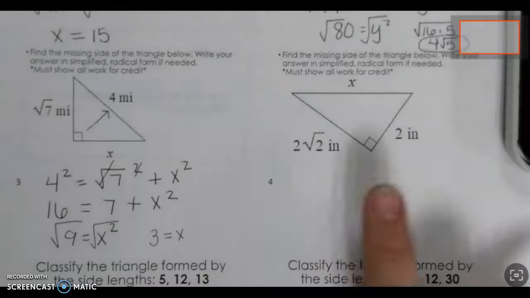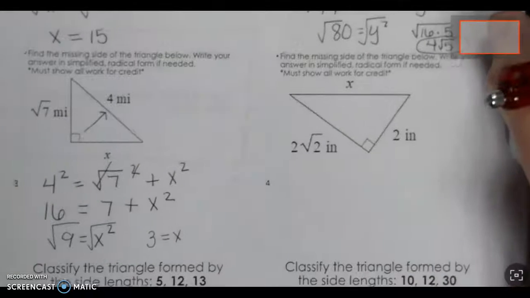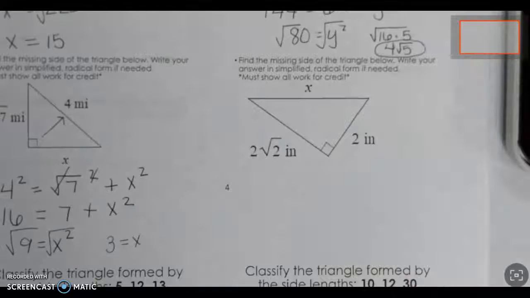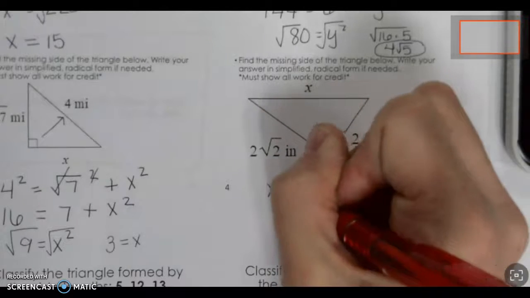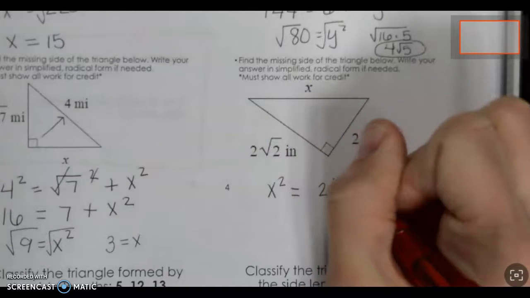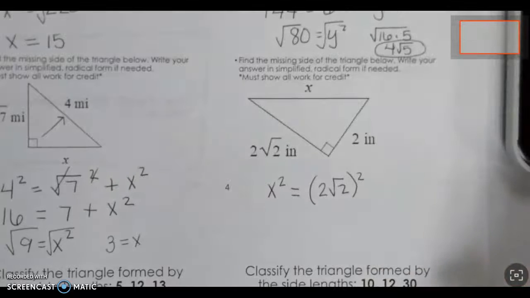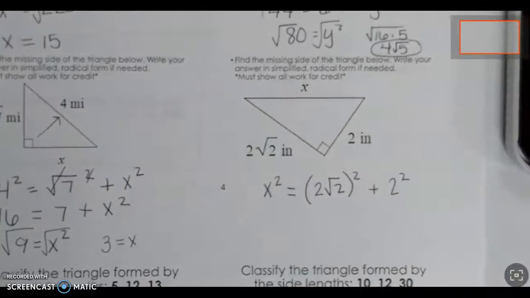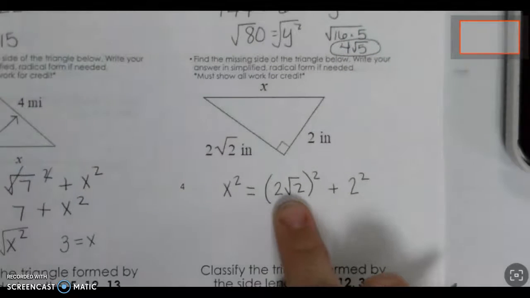Okay, so if we get to that point, already we have a 1. If we can add in one more question, that's how we get to a 2. Okay. Across from the 90 is our x. So we'll start with x squared is equal to 2 radical 2 squared plus 2 squared.